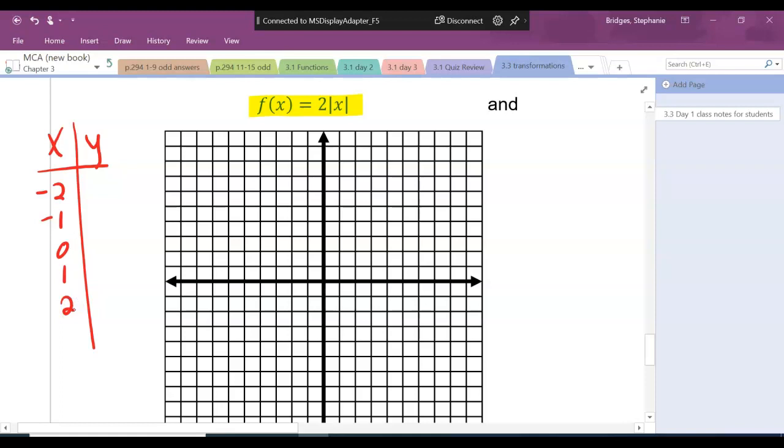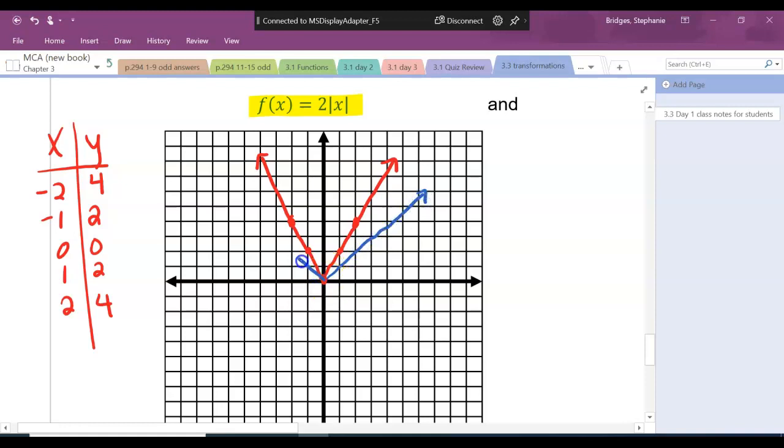If I plug in -2, what do I end up getting for my y value? 4. If I plug in -1, I get 2. 0, I get 1, I get, and 2, I get. Okay. And I'm just going to put the original one in blue. You don't have to. I just want to see if you can tell the difference with it.